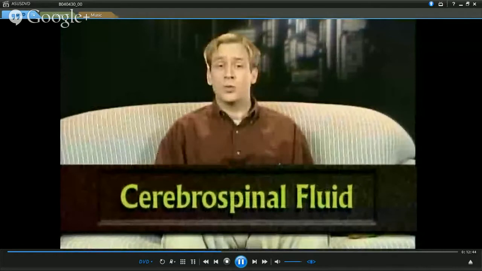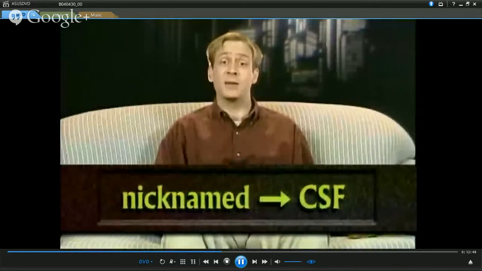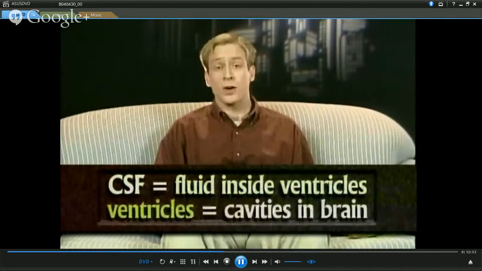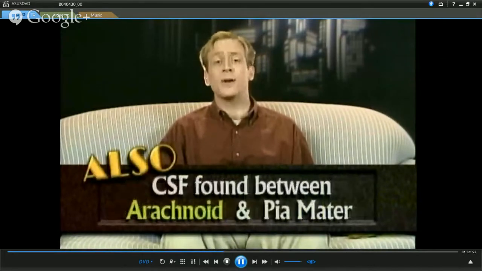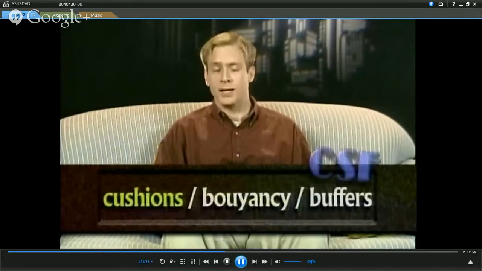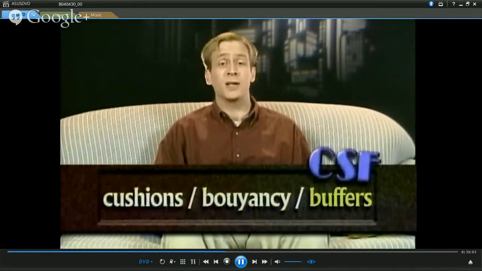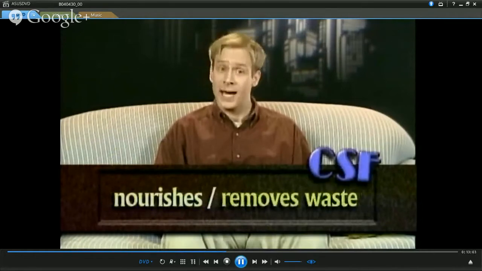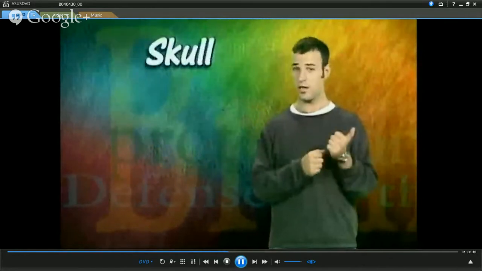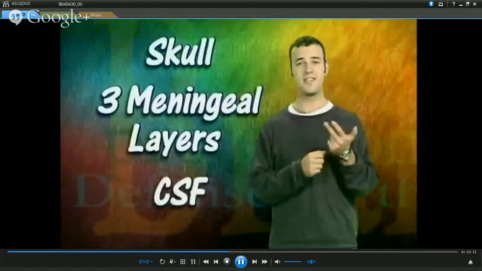Cerebrospinal fluid also protects the brain and is amusingly nicknamed CSF. CSF is a fluid found inside ventricles, which are cavities in the brain. It's also found in between the arachnoid and the pia mater. CSF cushions the brain, gives it buoyancy, buffers it from trauma, nourishes it, and removes waste products. So, those are the many defenses the brain has for protection: the skull, the three meningeal layers, and CSF.